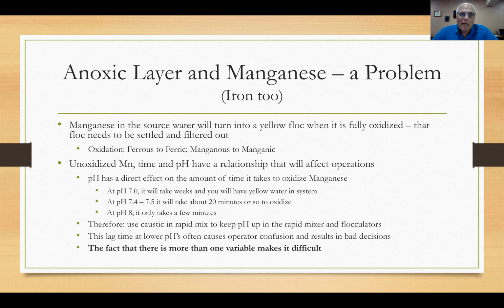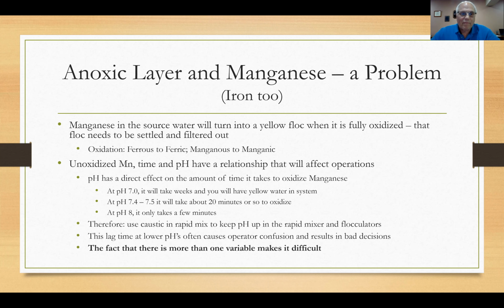Therefore, I would want to have caustic in my rapid mix if the pH got low enough and I knew I had manganese coming in. So I would keep the pH up in the rapid mixer and the flocculator as my strategic defense to get rid of manganese that I can't see because it's colorless. It's manganese when it comes in. I can't see it. It's dissolved. I've got to change it to manganic by adding the chlorine, and I've got to get the pH up to do that.